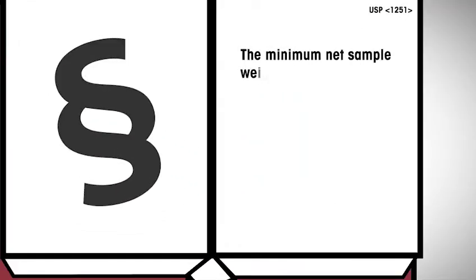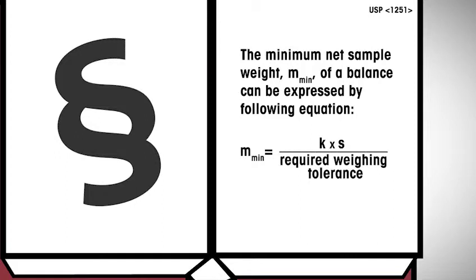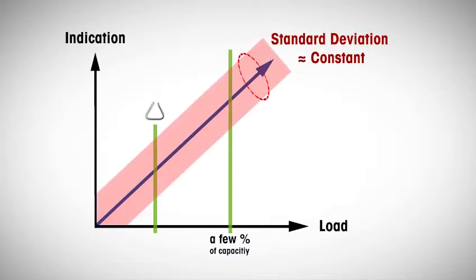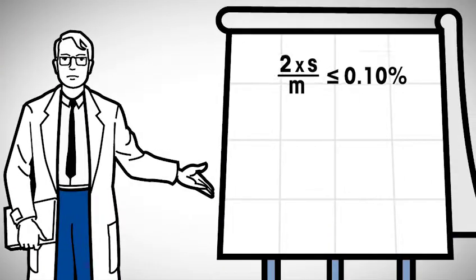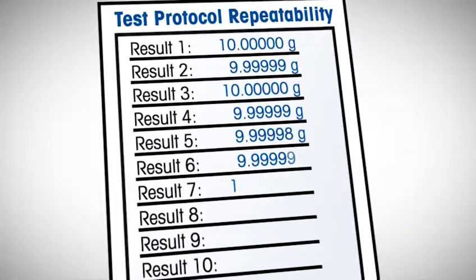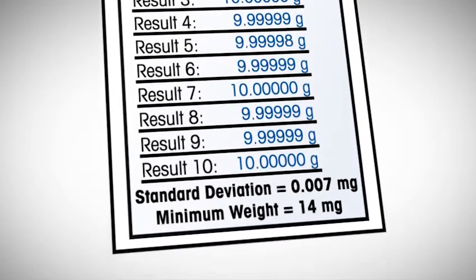The minimum net sample weight, M-min, of a balance can be expressed by the following equation. We've already seen the Chapter 41 criteria for repeatability. Solving this equation for the mass yields that the minimum weight must be equal to or larger than 2000 times S. USP states that the standard deviation is virtually independent of the sample mass at the lower end of the weighing range. Hence, a test weight of a few percent of the balance capacity can also be used to assess repeatability and derive the minimum weight from this formula. Let's make an example. The standard deviation was measured as 7 microgram, so the minimum weight equals 14 milligram.